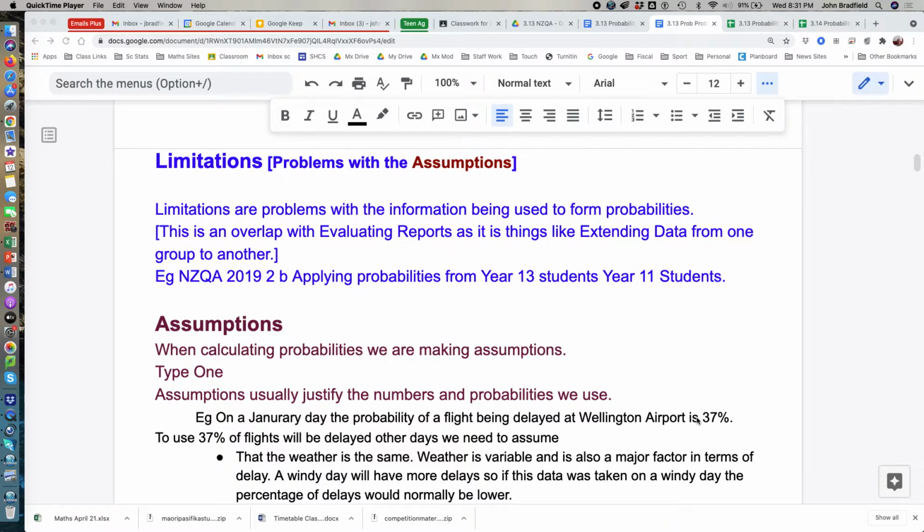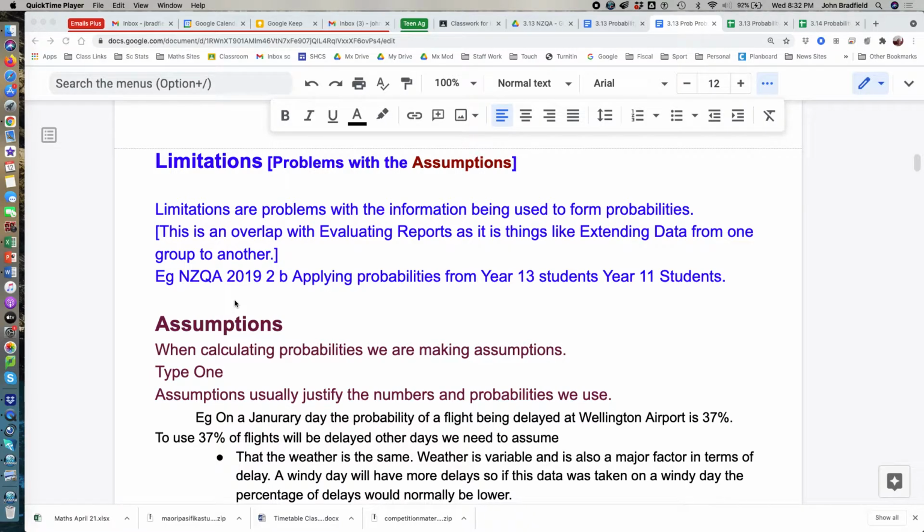Of things quickly that come up all over the place, and they're an overlap with the external evaluate reports. Limitations and assumptions. When we do use probability, we're usually assuming things. A limitation is a problem in the background with what we're assuming. And so there's an NZQA example, and you've got access to all of them.